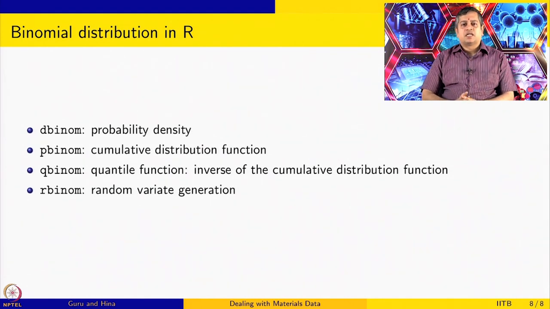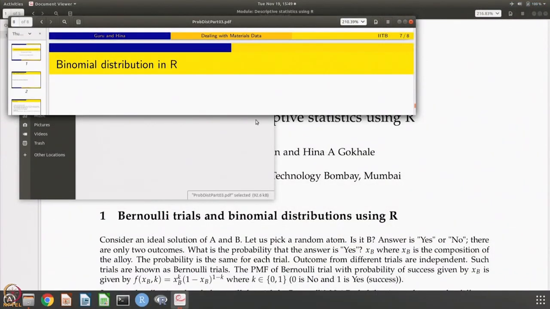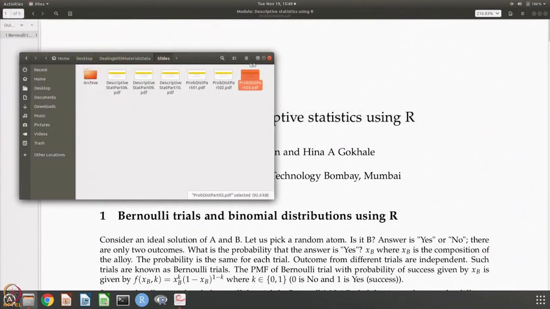So, let us now go to R and work with some of these commands. What do the probability distribution function, the cumulative distribution function and the quantile function look like for the binomial distribution, and how do we generate random variates from the binomial distribution? So, that is what we will do now. Let us go to R.